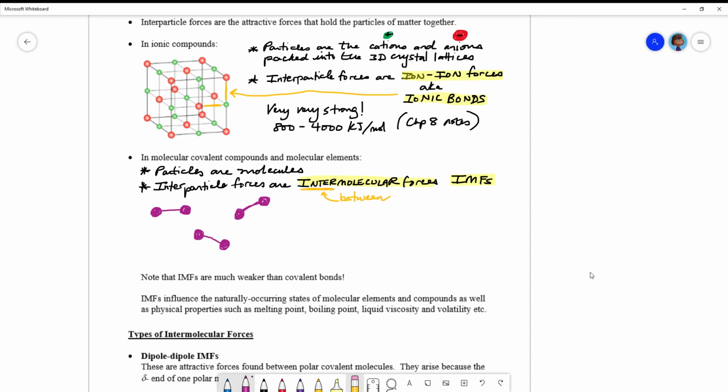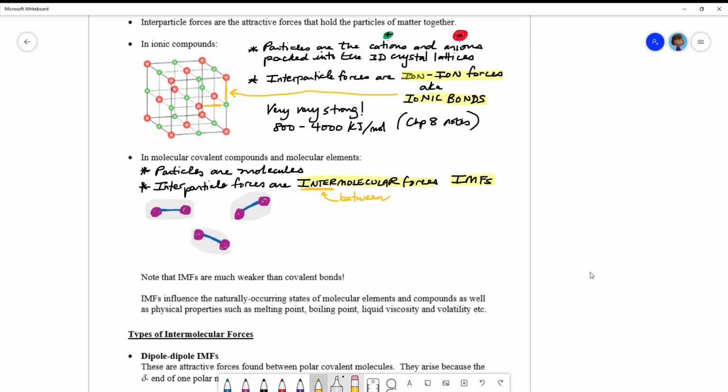Now, each molecule is being held together by bonds. In this case, since I drew little diatomic molecules, this blue line, of course, represents the single bond. There's a covalent bond that is holding the atoms together. But what's keeping the molecules themselves together? So each individual molecule is attracted to the next molecule and the next molecule.